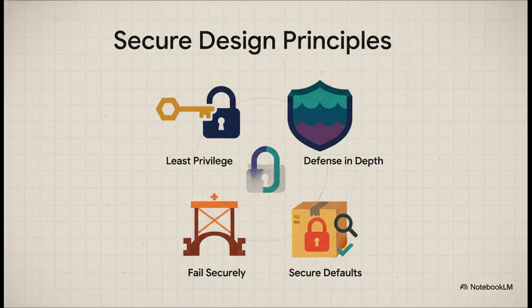And the controls you decide to add should be guided by these time-tested principles. Take the principle of least privilege, for example. It's a simple idea. A component should only have the absolute minimum permissions it needs to do its job and nothing more. Or defense in depth, which just means you don't rely on a single firewall, you build multiple overlapping layers of security. These aren't rocket science, but they have to be intentionally designed into the architecture from day one.